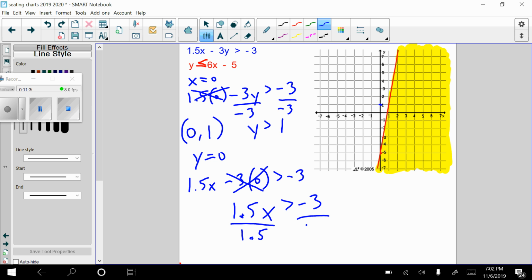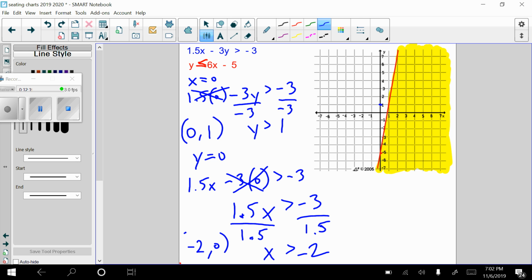And then I have to divide through over here by 1.5. And if I do that, then I get x is greater than... sorry, x is greater than negative 2 because I have a negative 3 divided by a positive 1.5. So x is greater than negative 2, which means my point is negative 2, 0.